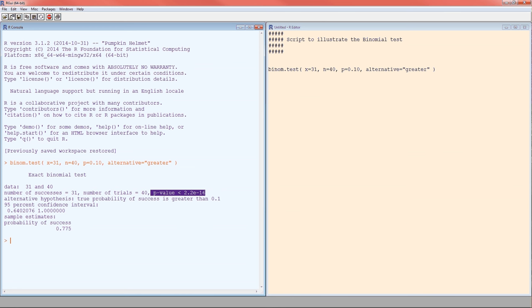Because the p-value is small, less than alpha, we reject the null hypothesis, conclude that the alternative hypothesis reflects reality. In other words, the true probability of success is greater than 10%. So, in words of this experiment that we're running, the true proportion of cars violating the law is greater than 10%.